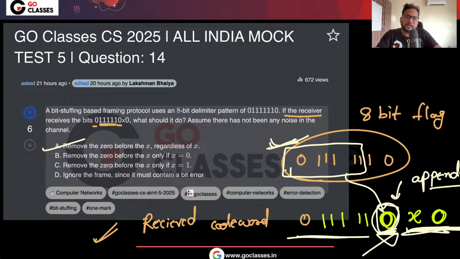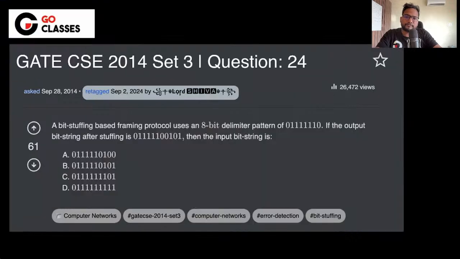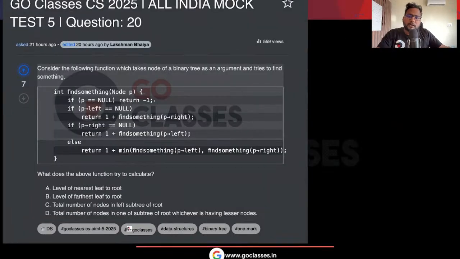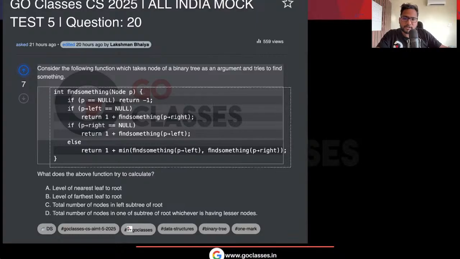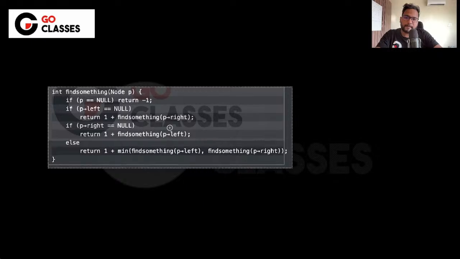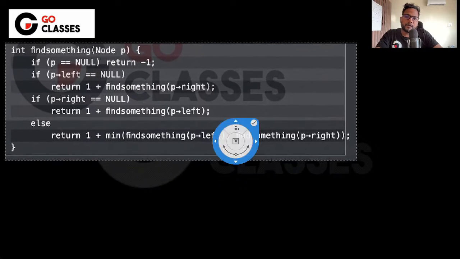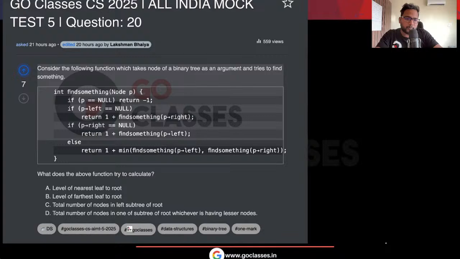Great. Now let's move to the next question. This was an interesting question, I think. In this question, they are saying, consider the following function that takes a node of a binary tree as an argument and tries to find something. Let's see what it is trying to find. Let me copy this on the next page and show you what it is trying to find. What are the options here? Let me also copy the options.